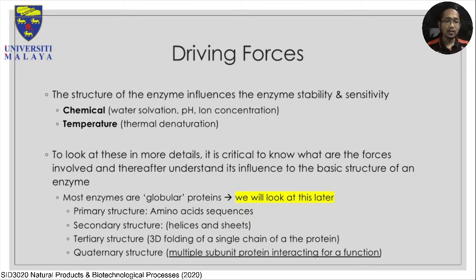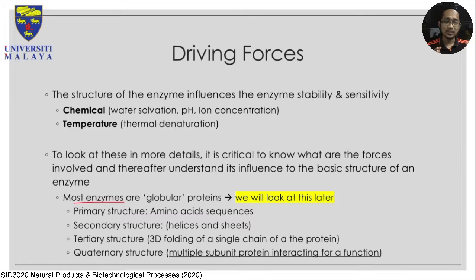Okay, so to look at these changes in a little bit more detail, it's very critical for us to know what chemical processes are involved in the stability of the enzyme and in the interaction, and thereafter understand the influence of the basic structure of an enzyme. Okay, so we looked at in this principle, most enzymes are globular enzymes. When you see my hands doing this, it's kind of like shaping the enzyme into a ball shape, a globular shape.